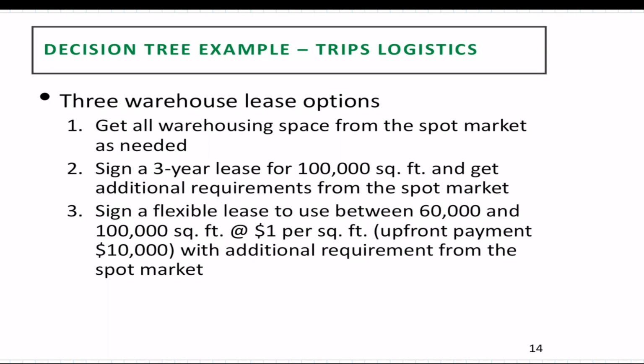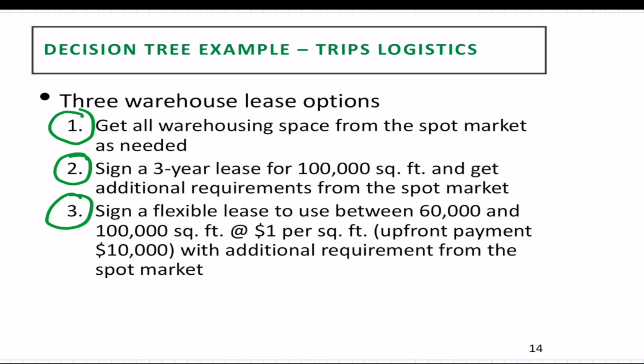So we will consider 3 warehouse leasing options. One is to get all warehousing space from the spot market as needed. Second decision could be to sign a 3-year lease for 100,000 square feet and get additional requirements from the spot market. For example, if the estimated demand is 100,000 and the actual demand turns out to be much higher, then that additional demand can be met with the help of the spot market.